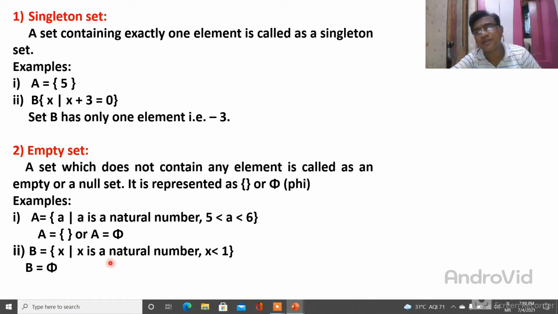Do you understand why it is the empty set? I will explain again in case some students don't understand. B is the set of x such that x is a natural number and x is smaller than 1. Natural numbers start from 1. So there is no number which is smaller than 1. So it is an empty set, and that can be shown by phi.